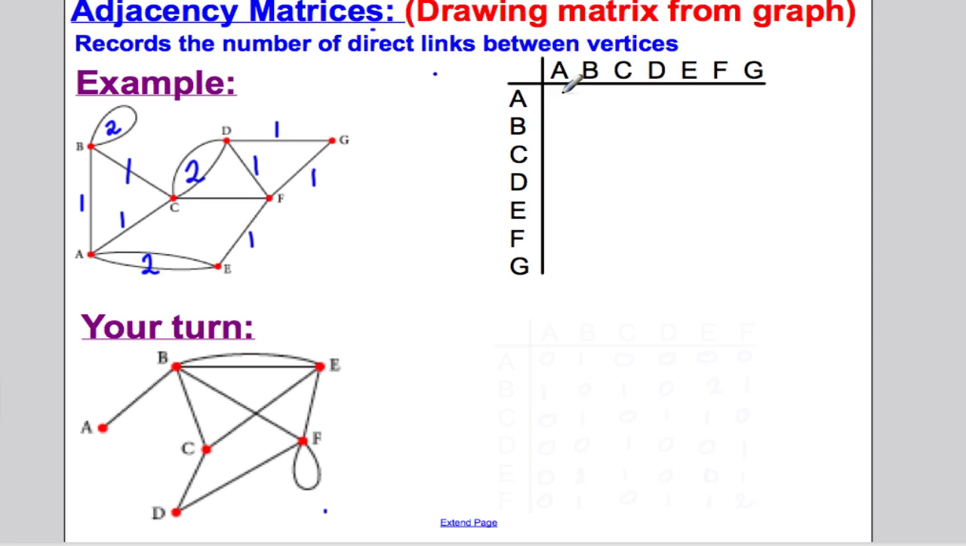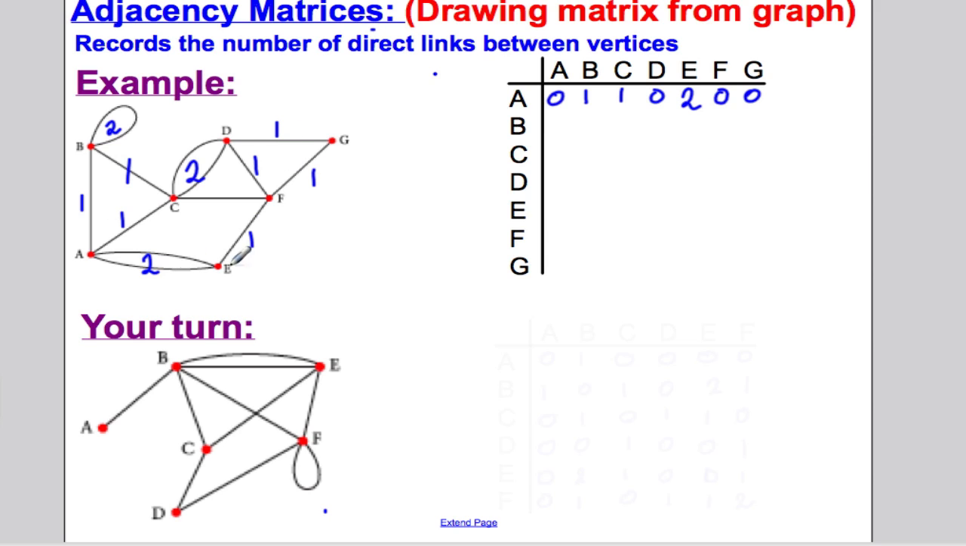Right, between A and A there are no links. Between A and B there is one. Between A and C there is one. Between A and D there is none. Between A and E there are two. Between A and F there are none. And between A and G there are none.